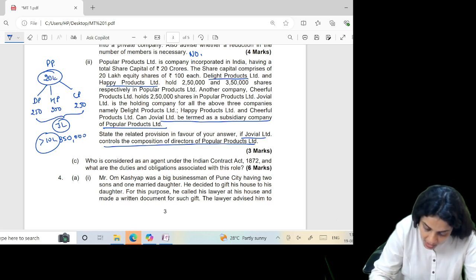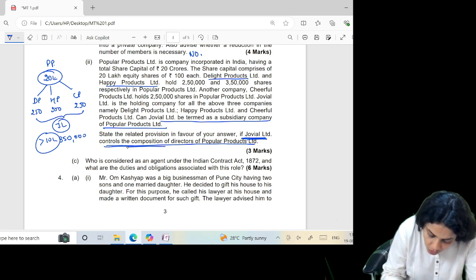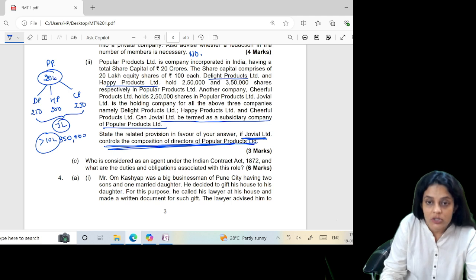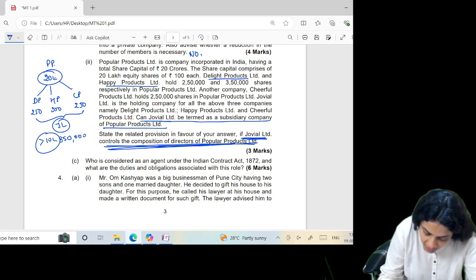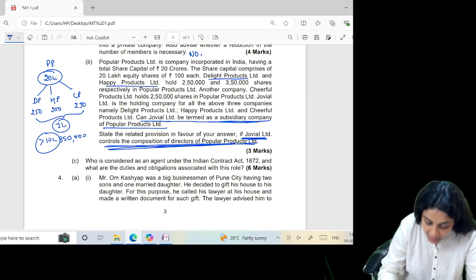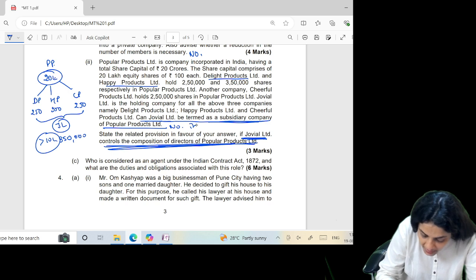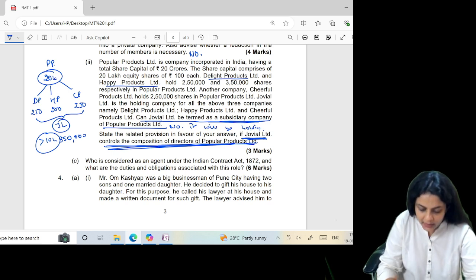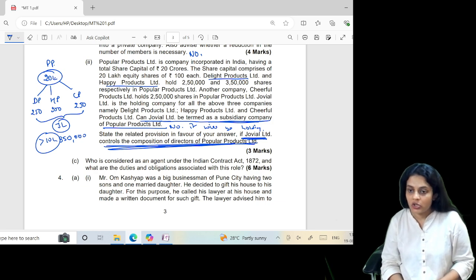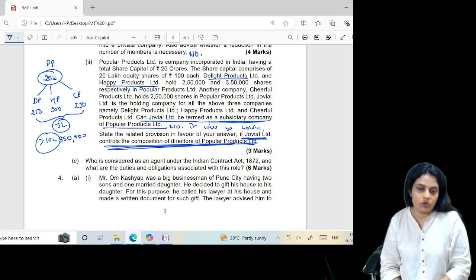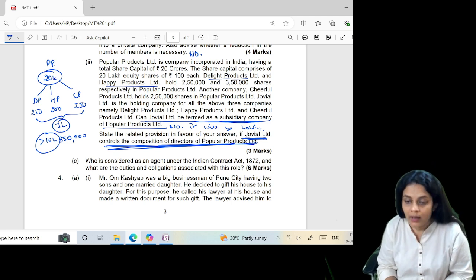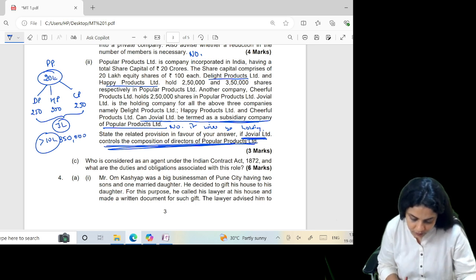But they are saying if Jovial Limited controls the composition of the directors of Popular Product, can you call Jovial Limited a subsidiary company? No, it will be holding because when Jovial Limited is controlling the composition of Popular Products' board of directors, it is having a control. So Jovial is the holding and not subsidiary.